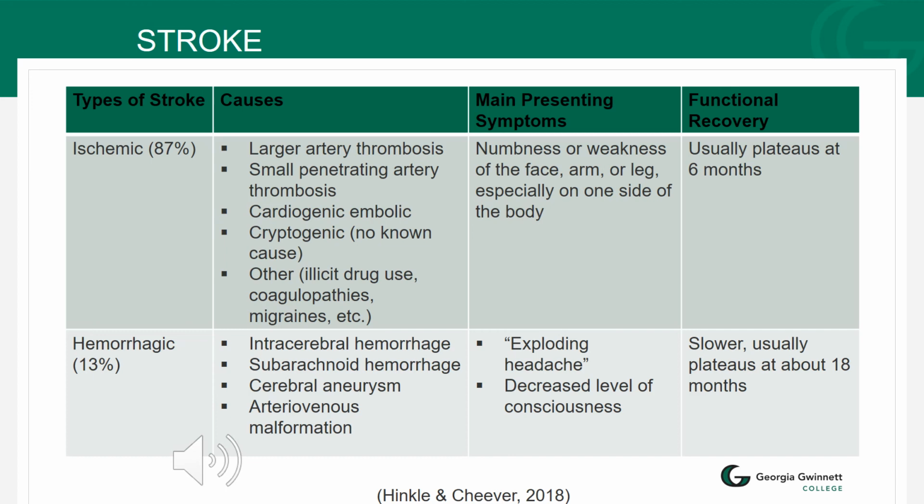Hemorrhagic stroke will be covered in detail in Wellness 4. But as you can see here in the chart, most strokes are ischemic. 87% of all strokes are ischemic. The main presenting symptom that you will see with an individual who is experiencing a stroke will be numbness or weakness of the face, arm, or leg, especially on one side of the body.